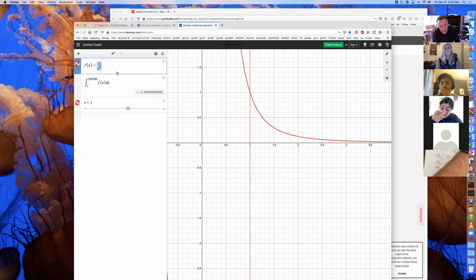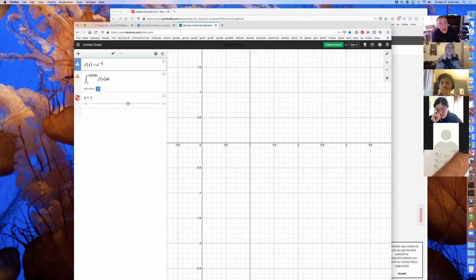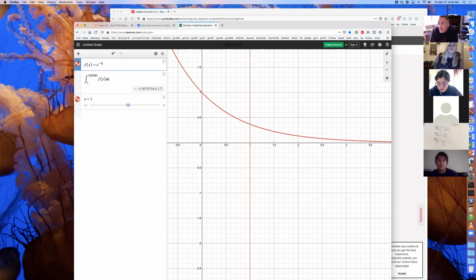How about this one? I like this one. How about e to the minus x? That one goes down, doesn't it? And so what about that one? Does that look like it has an area? It kind of looks like one to me. Is it sort of stabilizing? Look, as I add zeros, it seems to be pretty stable. So it doesn't look like the area is going to be a nice integer value, but it certainly looks like it has one.